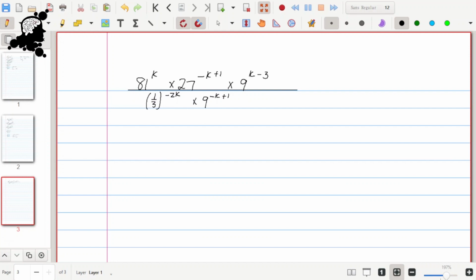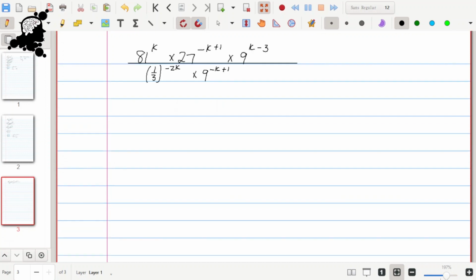Alright, the first step that we need to make sure of is that every base that we have is written as a prime number. 81 is not a prime number, but 81 as a power of a prime is 3 to the power 4, to the power k. Multiply by 27, which is 3 to the power 3, to the power minus k plus 1. Multiply by 9, which is 3 to the power 2, to the power k minus 3. Let's draw a straight line division sign again.